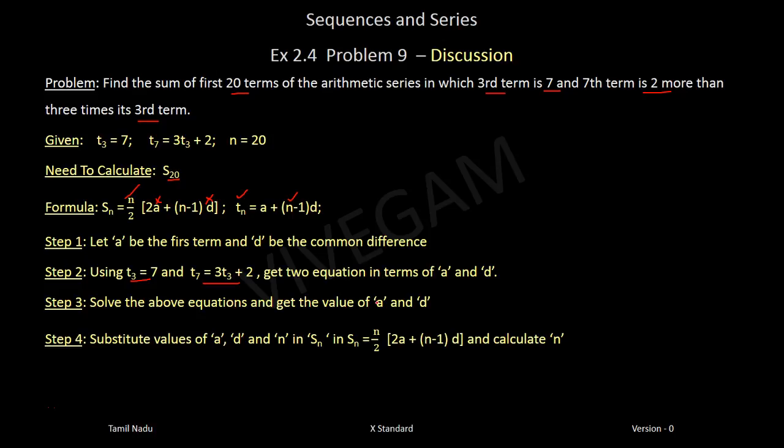Once you know a and d, substitute the values of a and d in this formula, Sn equal to n by 2 into 2a plus n minus 1 into d, and calculate. And you know what is the value of n? The n is 20 here because you want the sum of the first 20 terms. You got it? So let me pause the video here and you try to work this problem on your own, and then come back and check your working against our solution.